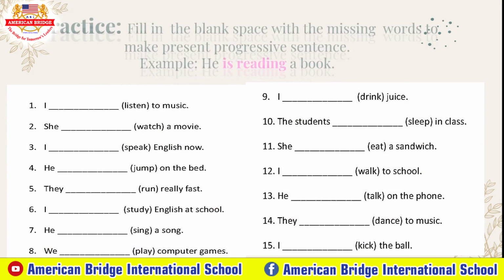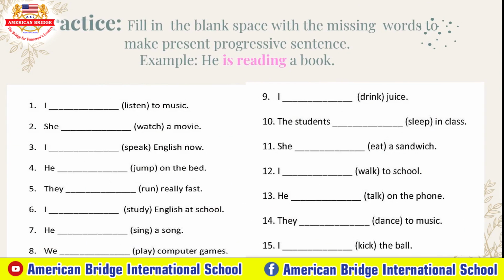Now here's your practice for today. Fill in the blank space with the missing words to make present progressive sentence. Example, he is reading a book. So you have 1 to 15. Finish this practice, everyone, and send back your answers to your teacher's personal telegram.